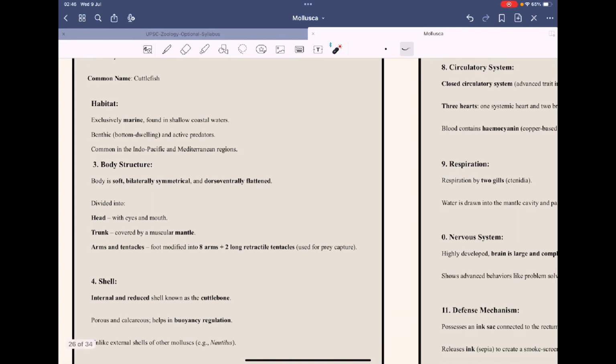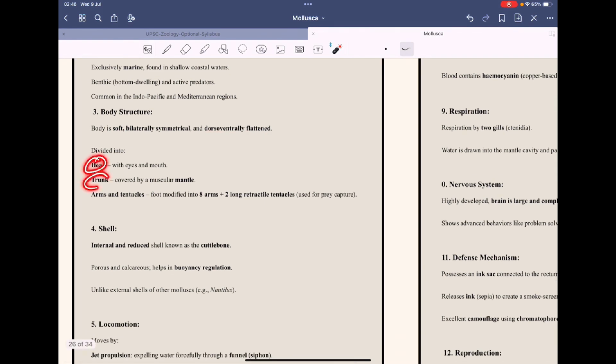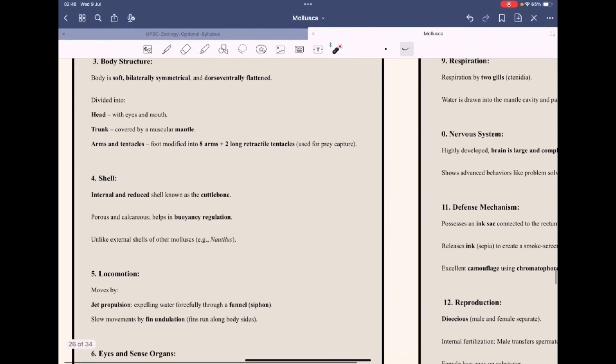The body is soft, bilaterally symmetrical, dorsoventrally flattened. There is a head, trunk, and arms and tentacles. There are two long retractile tentacles used for prey capture, and then it has 8 arms. And then the shell is internal. There is a cuttle bone, and it has a porous and calcareous shell.